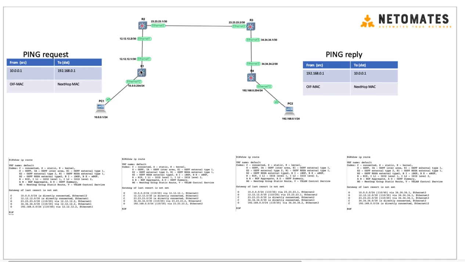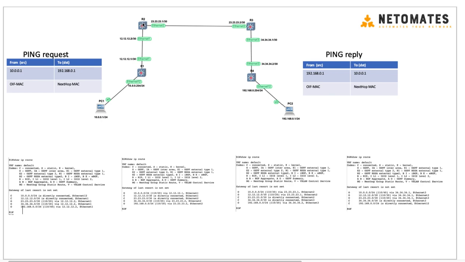Once the packet arrives on R1, it checks its routing table for the destination IP. If you go back and see R1's routing table, 192.168.0.0/24 via Ethernet 1, and the next hop is 12.12.12.2, which is the connection between R1 and R2. So the R1 routing table says send the packet towards R2. Then the packet will arrive on R2.